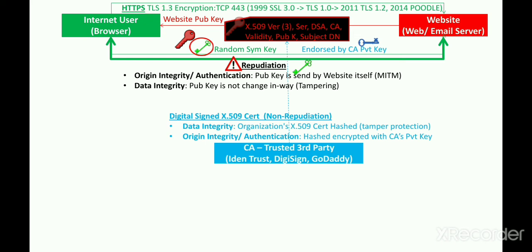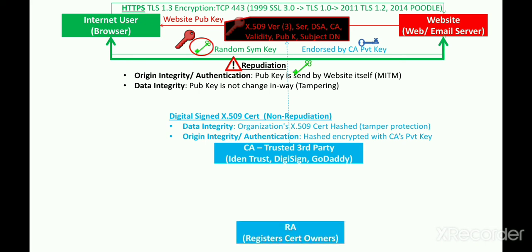Now once the website sends this certificate to the internet user, the internet user will extract this information, including the public key of the website, and then will encrypt a randomly generated symmetric key using the public key of the website, and will send it to the website, and the future communication will be done using the symmetric key.